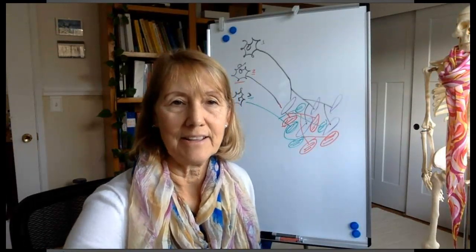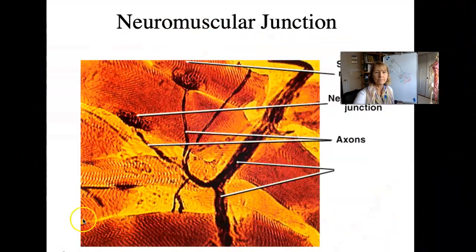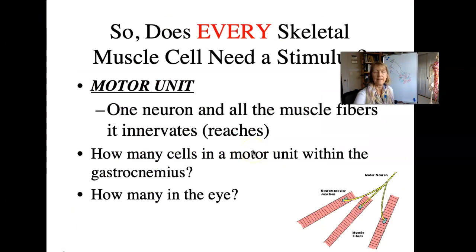It varies. So let's go back to the slide here. And the question here to you was, how many cells in a motor unit within the gastrocnemius? Well, maybe 1,000. Okay, so instead of just the 506, maybe you could have 1,000 muscle cells. And then the next question there was how many in the eye? Well, let's assume that this purple one here is a motor unit in the eye, and this would only branch to maybe 6 or 10 muscles in the eye.